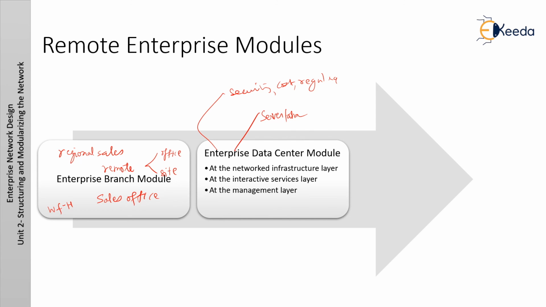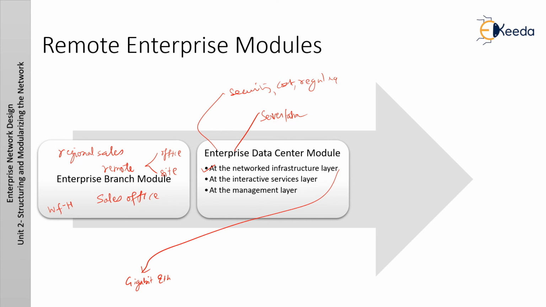So the enterprise data center module includes, first, the network infrastructure layer. At the network infrastructure layer, what is going on? It is gigabit Ethernet or 10 gigabit Ethernet or InfiniBand connection with storage, switching, and optical transport devices.